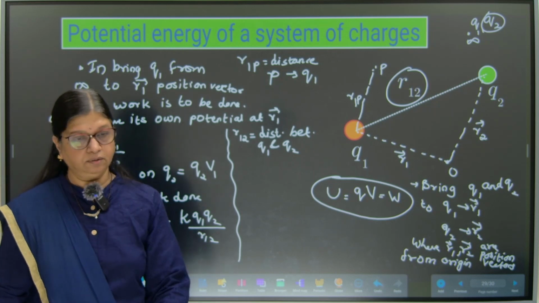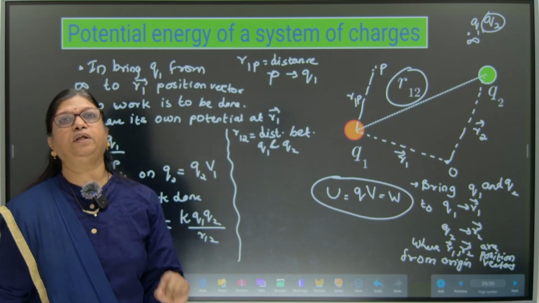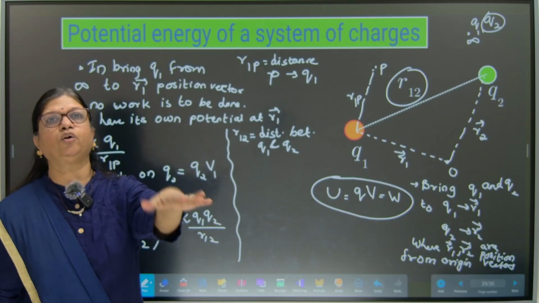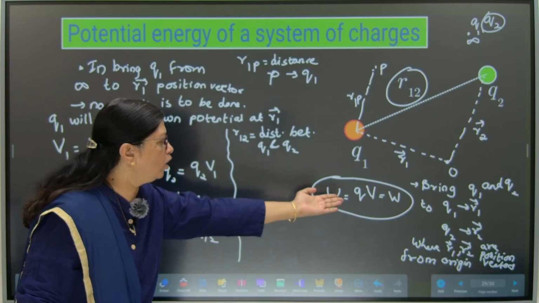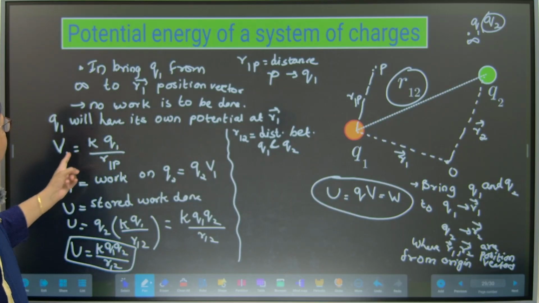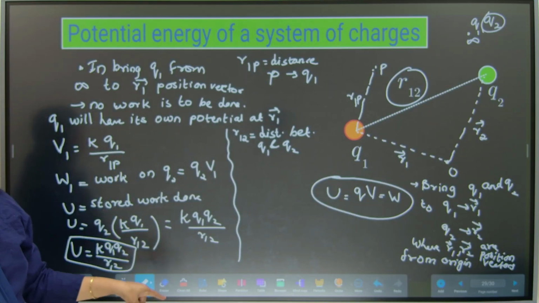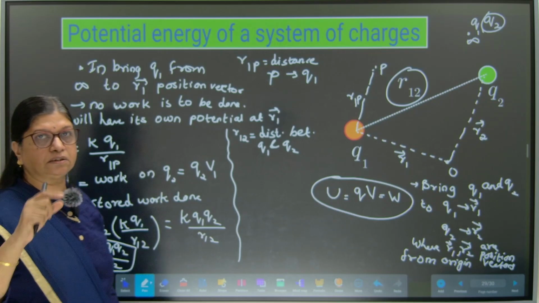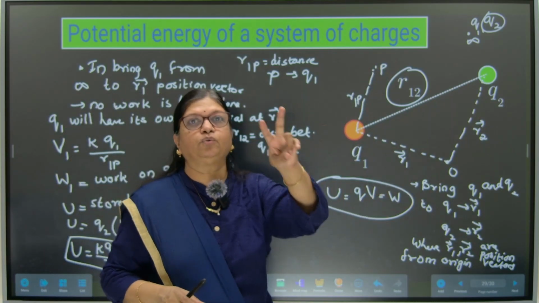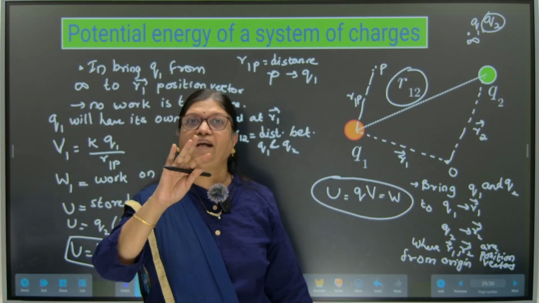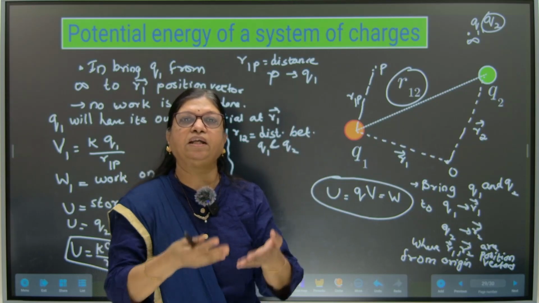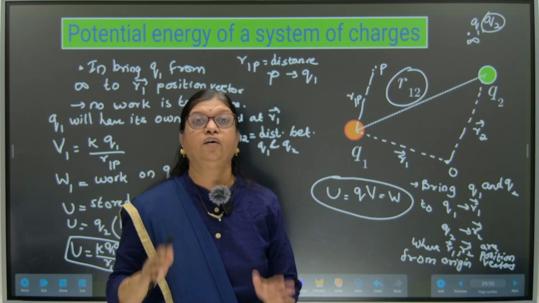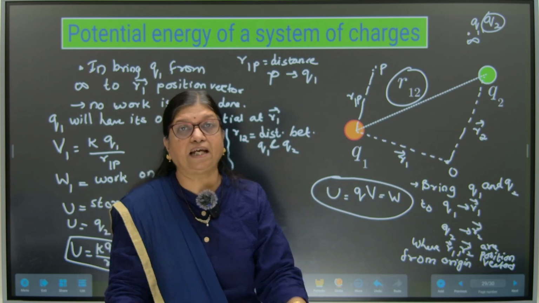Okay, so I have to bring one charge. While bringing the first charge, remember, I don't have to do any work. That's why I did not use this formula QV. Directly I wrote V. After coming to that position, it created its own potential. See, this concept of bringing two charges, you remember and understand. Then it is very easy to bring three charges, very easy to bring four charges, very easy to bring all the charges.